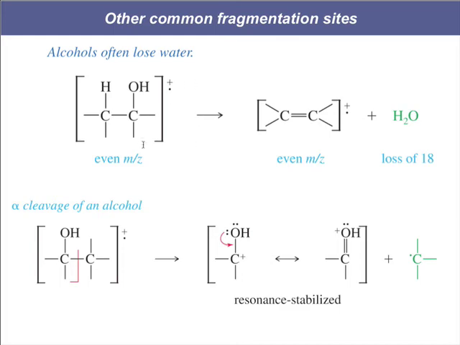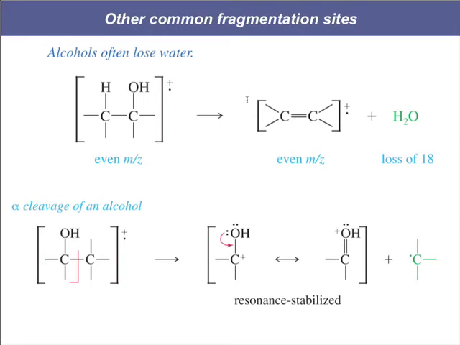Here's our alcohol with some even molecular weight. It's a radical cation. That will perhaps lose water. We lose the H and the OH. It's kind of like a dehydration reaction, an elimination reaction. We get the double bond and we lose water, which has 18. Notice that this is still considered the radical cation. This has not cleaved. We just underwent a reaction.